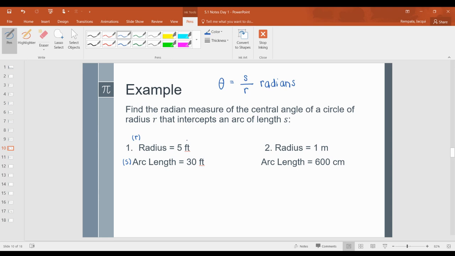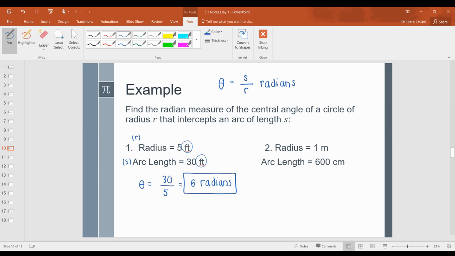Notice that both of my units are feet, and that's important. They have to be the same unit in order for us to calculate. So we can solve for theta right away. I want arc length on the top, so 30. I want radius on the bottom, so 5. When I divide, 30 divided by 5 gives me 6, and this is in radians. So we have 6 radians here.